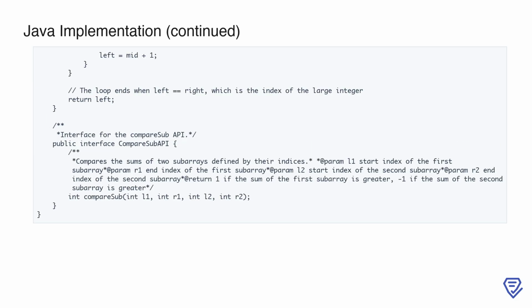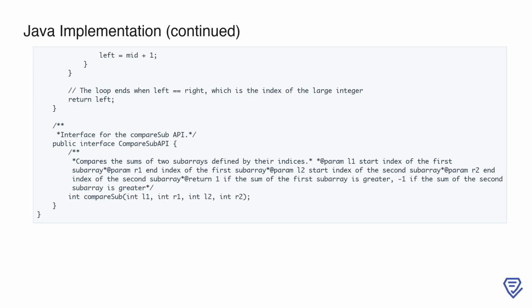On the other hand, if the comparison result is not 1, it means the right subarray has a greater sum. In this case, we adjust the search boundary by updating left to mid plus 1. This process continues, narrowing down the search range until left equals right. At this point, the loop terminates, and left represents the index of the large integer. The method then returns this index as the result.